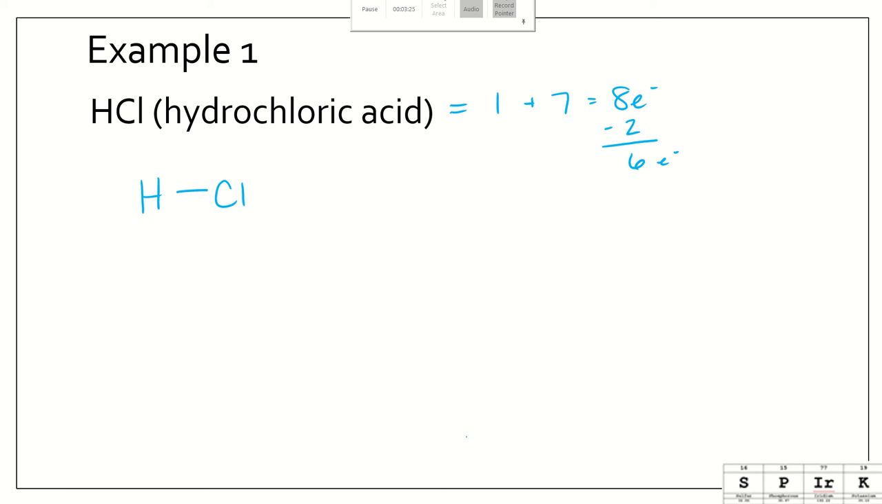Then, if we follow the steps, they get placed around the outer elements. However, hydrogen cannot ever have dots on it. It can only ever have 2 electrons around it. And currently, it has 1, 2 electrons right near it that make up that bond. So those have to go to the chlorine. 1, 2, 3, 4, 5, 6. Now we check our octet.